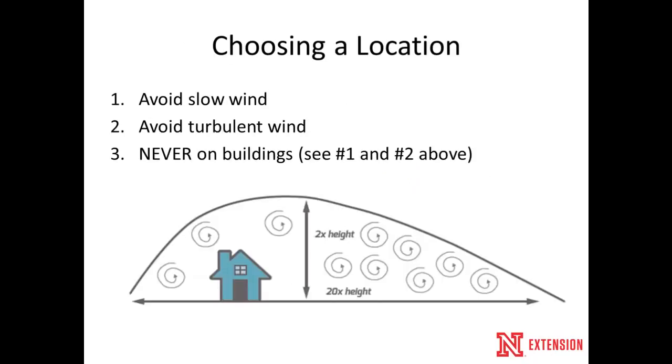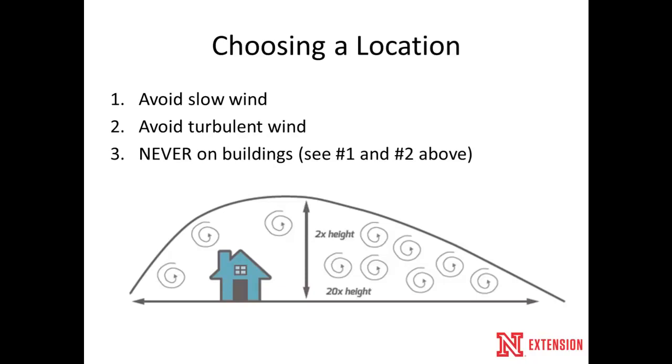Choosing that location: avoid slow wind. Remember that power in the wind is cubically related to the wind speed. Avoid those slow winds. Avoid turbulent wind, and never put wind turbines on buildings. And that goes back to rules number 1 and 2: avoid slow winds and avoid turbulent winds.